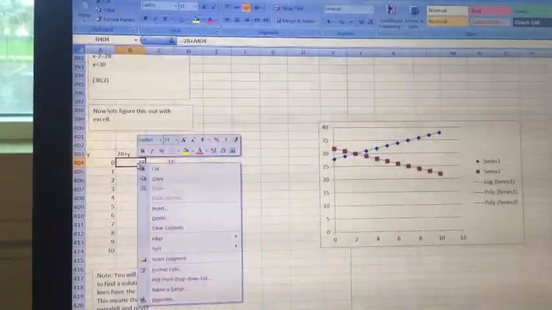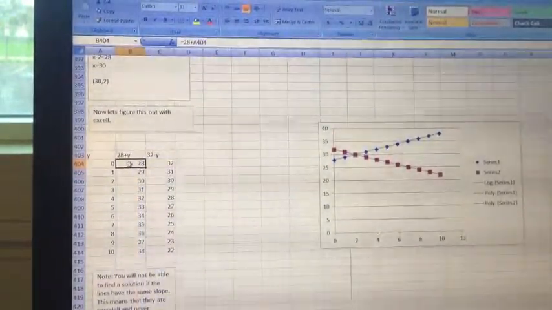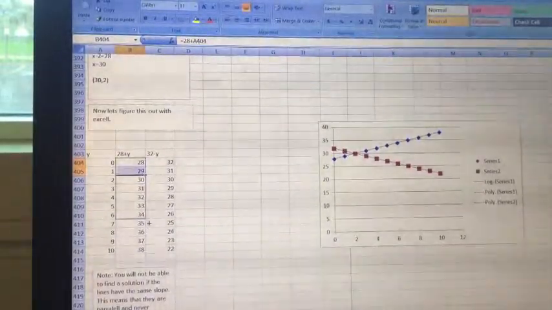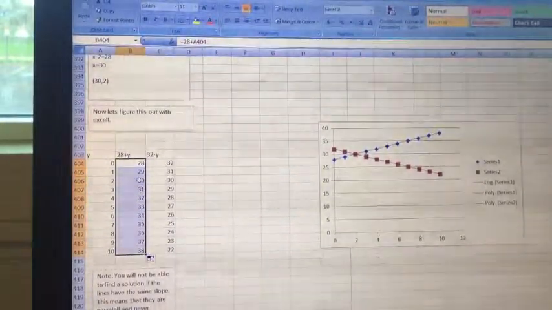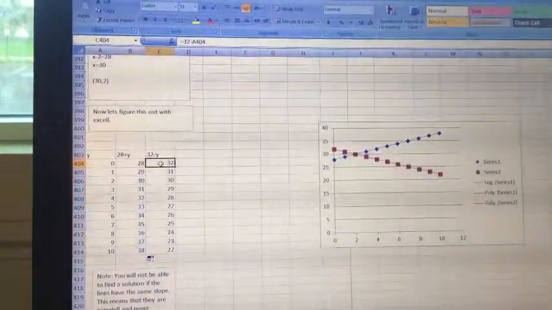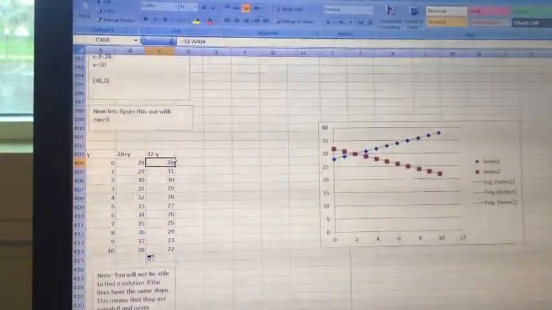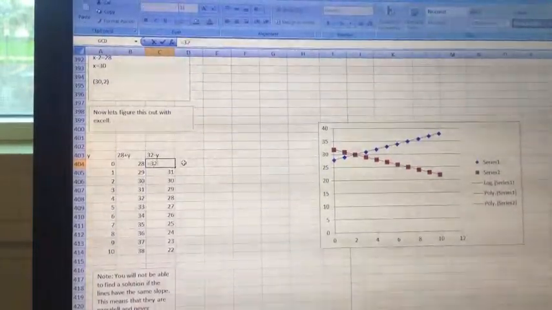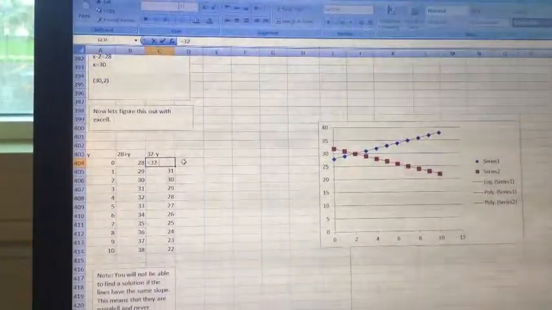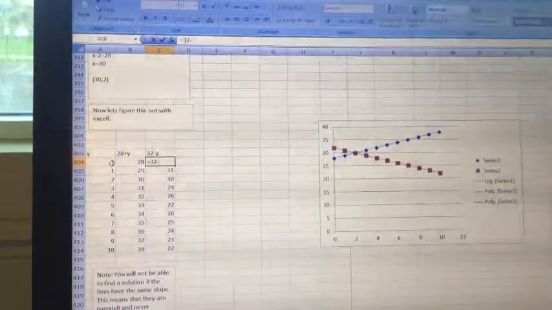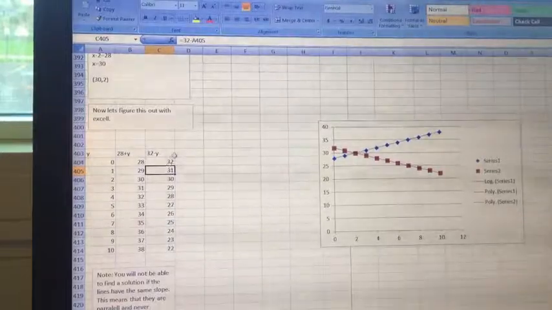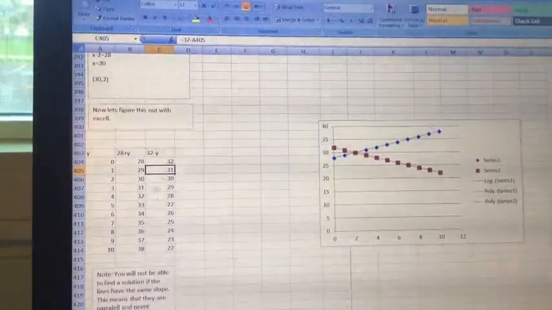And then once you do that, you can drag all these numbers down, and you'll get all the numbers that you need. And then with this one, we do the same thing. We hit the equal sign. We do 32 minus, and we click on our y value over here. We hit enter. As you can see, we get the same numbers. We can drag them down if we'd like.